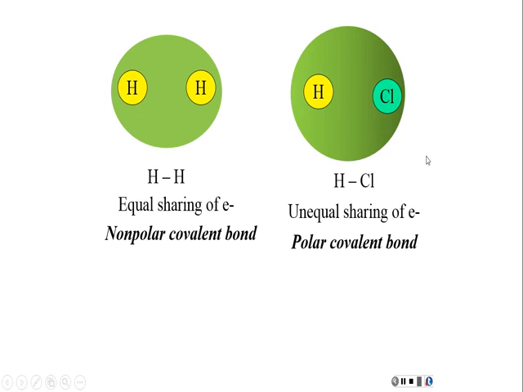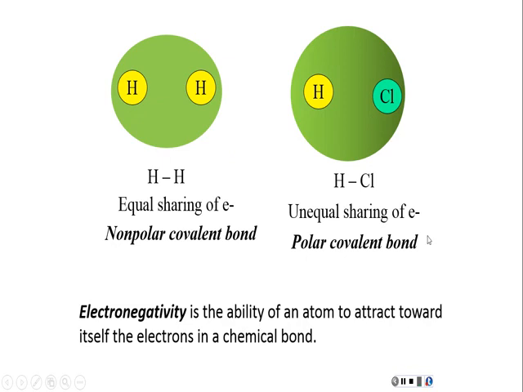Now, in order to determine this, we need to have some data, and so we're going to use electronegativities. The electronegativity is the ability of an atom to attract towards itself the electrons in a chemical bond. And atoms vary in their ability to attract electrons. If we look at the numbers from the electronegativity chart, we would have 2.1 for the hydrogen and 3.0 for the chlorine. So the chlorine has the stronger attraction for the shared electrons than the hydrogen does.